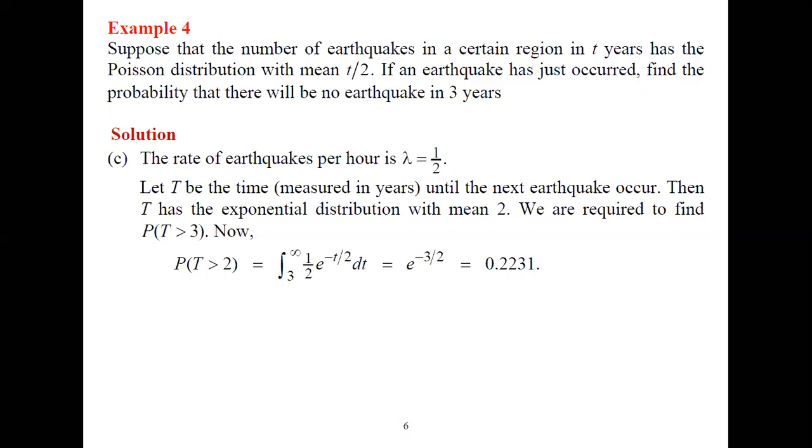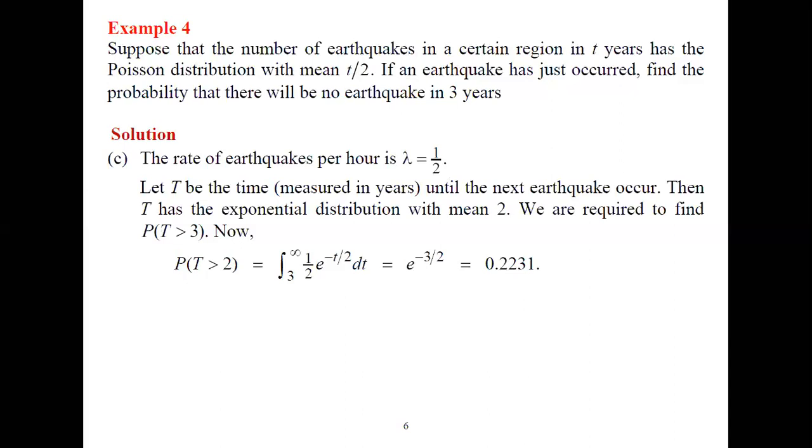So the process follows Poisson, the time follows what? Exponential. Know that. So if the process has a mean 1/2, the time will have a mean 2. If the process has a mean 1/5, the time will have a mean what? 5, sorry. So we are required to determine what? If an earthquake has just occurred, find the probability that there will be no earthquake in the next 3 years. So we are required to find T greater or equal to 3. The next 3 years, there will be no earthquake.